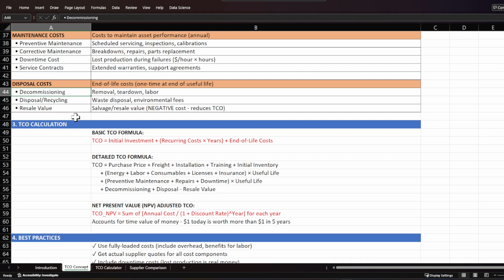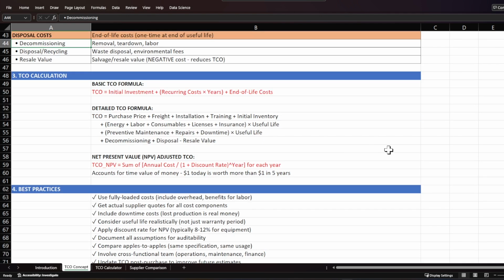So that is another cost. Then there is a resale value. Resale value is something you get when you dispose of your machine. This is called the salvage or resale value. Let's say your machine is done and no longer in working condition, you just want to get the money for the metal itself, you can get it, and that's a negative cost. That is why it will reduce your overall cost.